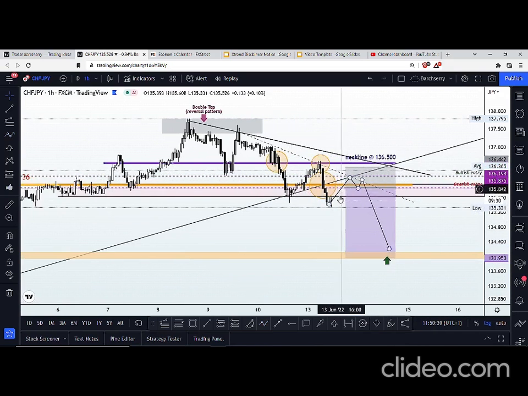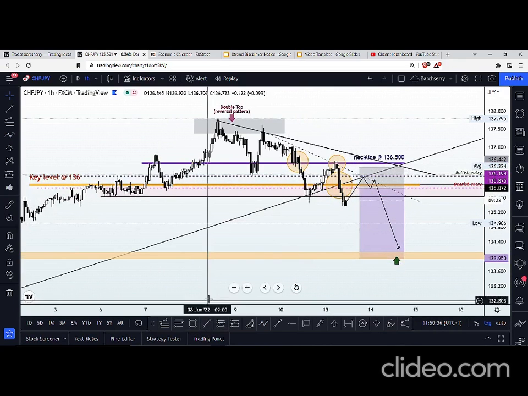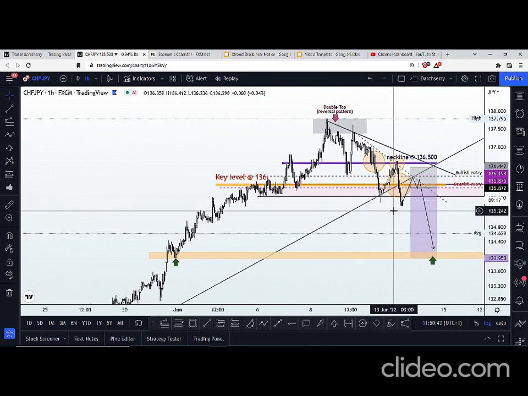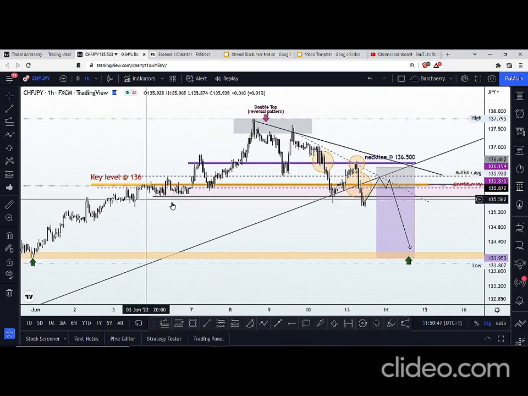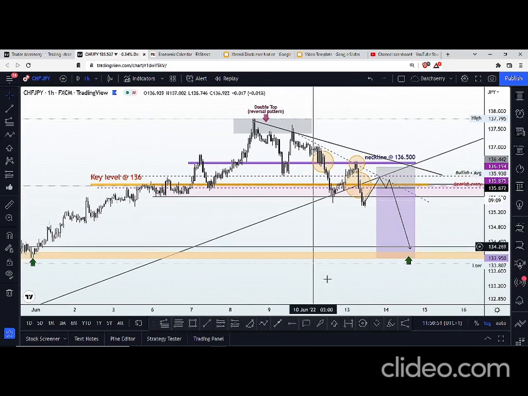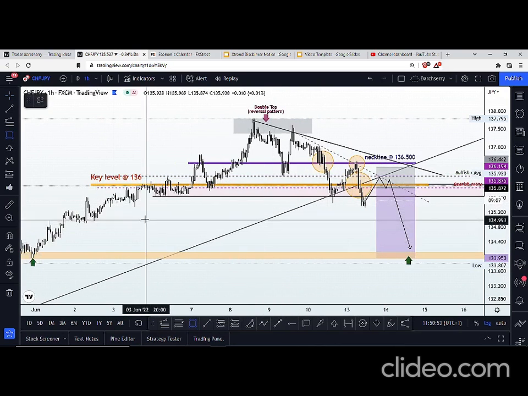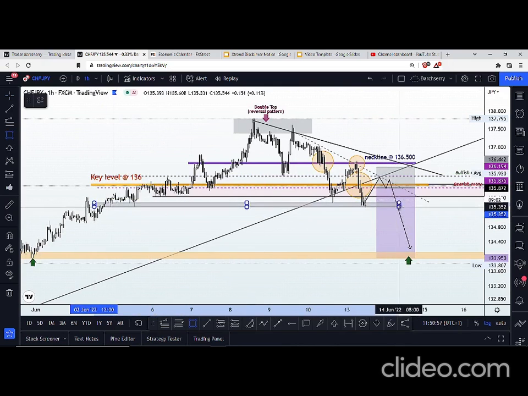So now with this setup being said, what if price does not go back into the key level? That's another question we want to ask. What do we do to take advantage of that move so that we don't miss out on this trade? So the second scenario we want to be looking out for is this. We have a structure right here. If you look left, we have a structure right here that has been at one point in time a demand zone.